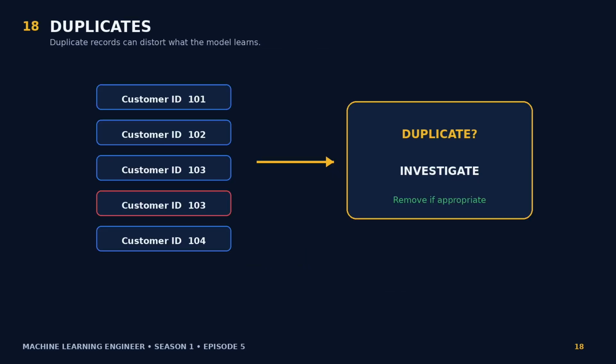Duplicate records can also cause problems. If the same customer appears multiple times accidentally, the model may effectively give that example more importance. But again, don't automatically delete duplicates. Sometimes multiple rows for the same customer are completely legitimate. You need to understand what one row represents before deciding whether something is a duplicate.